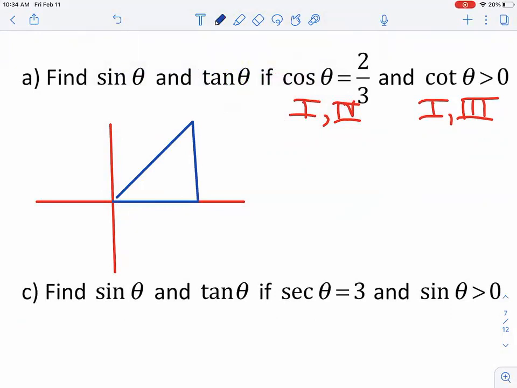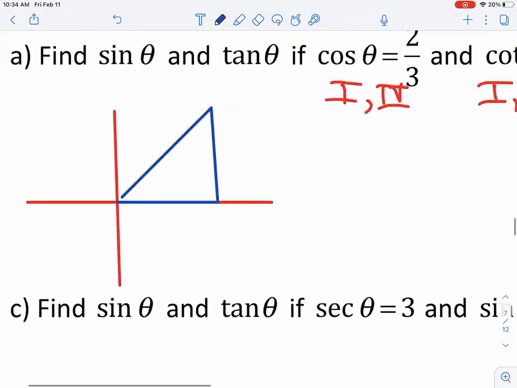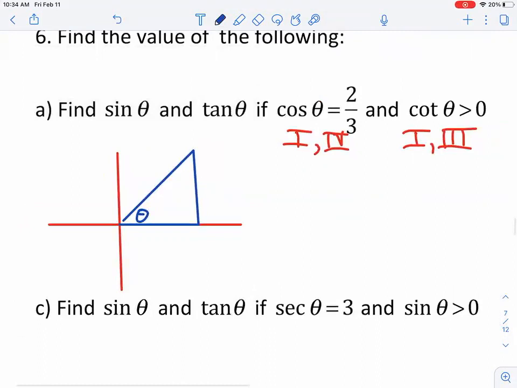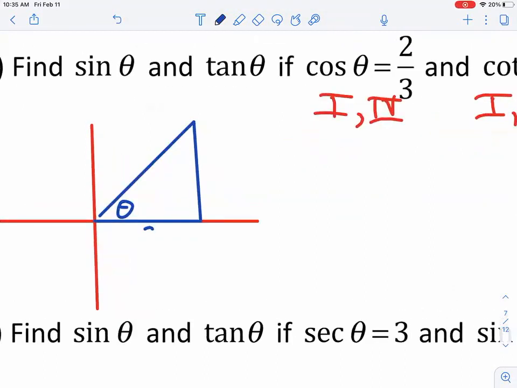And I drew my triangle in quadrant 1, okay? Here's my theta. It's always towards the origin. Now we know that the cosine is 2/3. So going back to the SOHCAHTOA days, cosine is adjacent over hypotenuse. So the adjacent is 2, the hypotenuse is 3.